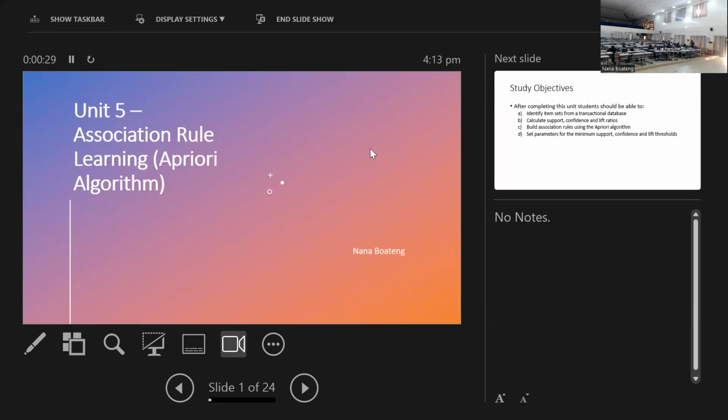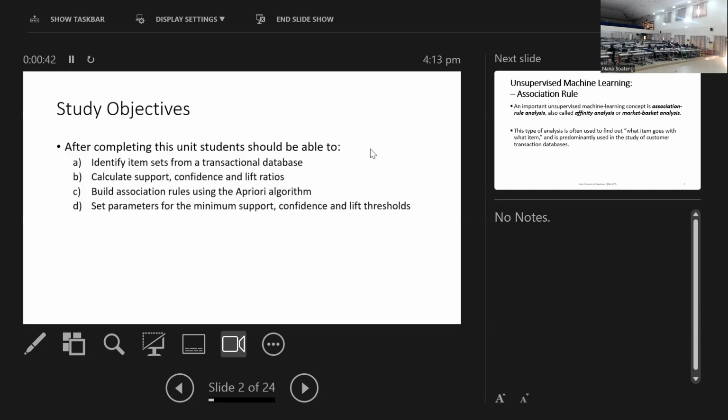All right, so we want to look at association rule mining. When we finish with this, we identify what we call item sets from a transactional database, calculate support, confidence and lift, build association rules using the Apriori algorithm, and then set parameters for the minimum support, confidence, and lift threshold.